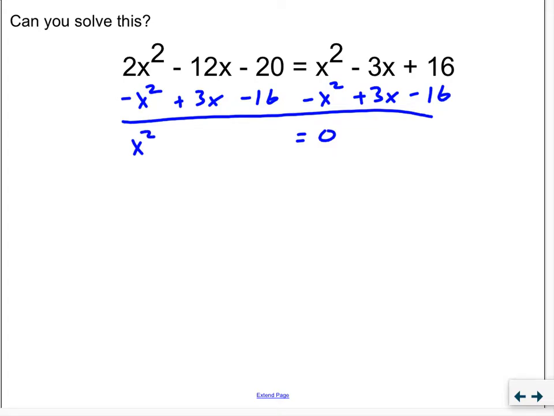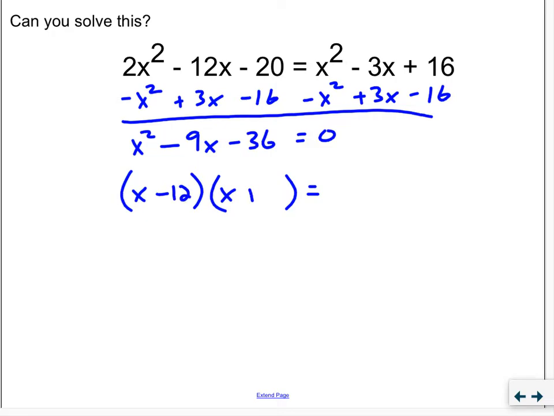2x squared minus 1x squared is x squared. A negative 12x and a positive 3 give me a negative 9x. A negative 20 and negative 16 is a negative 36. And that equals 0. Set equal to 0. Factor it. It's a trinomial, no GCF. I need things that multiply to give me 36 and combine to a negative 9. How about a negative 12 and a positive 3?